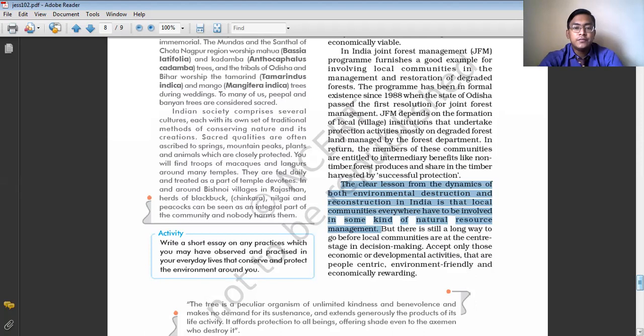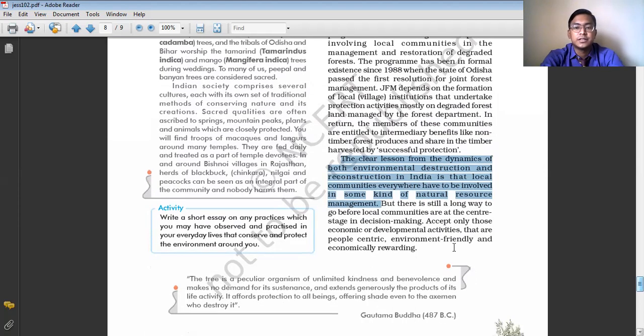If these local communities actively participate in the management of the resources, whether natural resources, forest resources or wildlife resources, it will help them to earn their livelihood, as well as help us to rejuvenate and protect these resources, and also protect the environment. But there is still a way to go before local communities are at center stage in decision making, except in those economic or developmental activities that are people-centric, environment friendly, and economically rewarding.